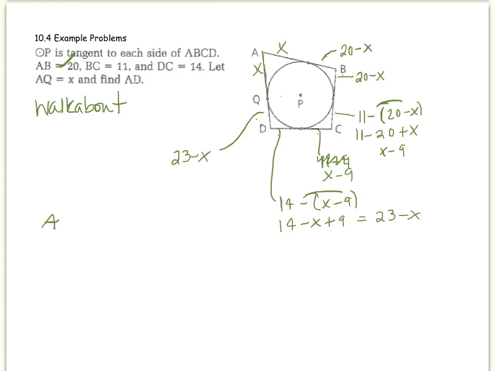So if we look at AD, it is made up of segment x and segment 23 minus x. So together x plus 23 minus x. Those x's cancel out and AD is just 23. So we never really knew what x stood for, but we used that idea all the way around the circle and we can still find AD.